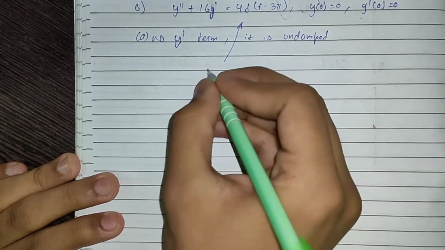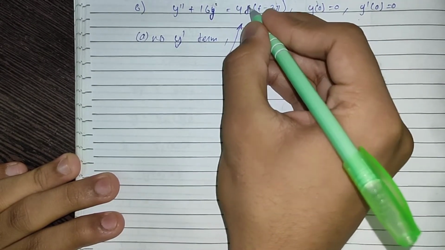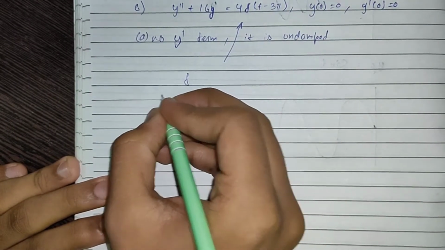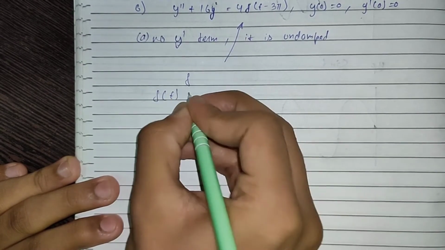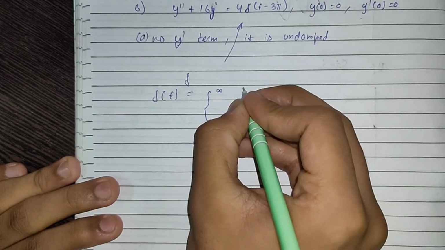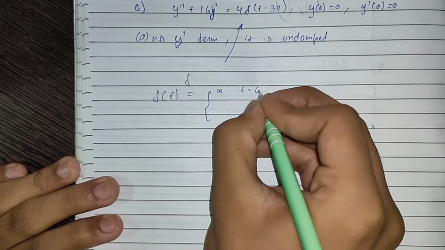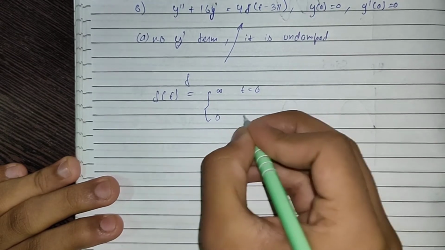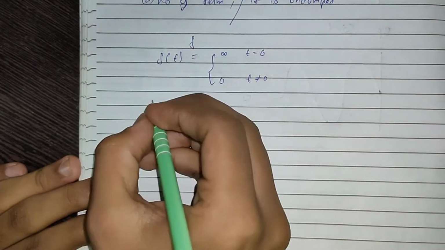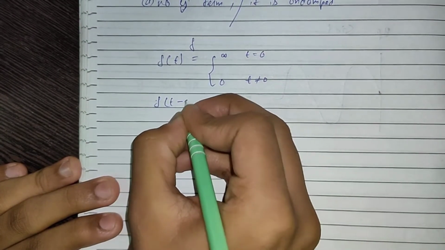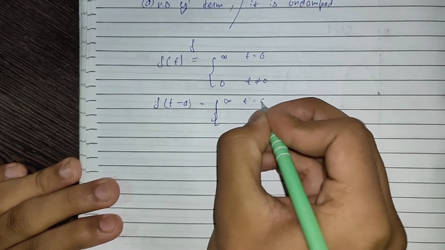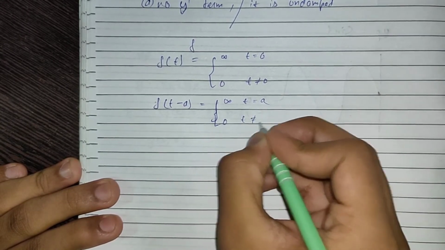And let me write some properties. This is a Dirac delta function, so let me write some properties of the Dirac delta function. Dirac delta of t is equal to infinity when t is equal to 0, and it is 0 when t is not equal to 0. Also, Dirac delta of t minus a is infinity when t is equal to a, and 0 when t is not equal to a.